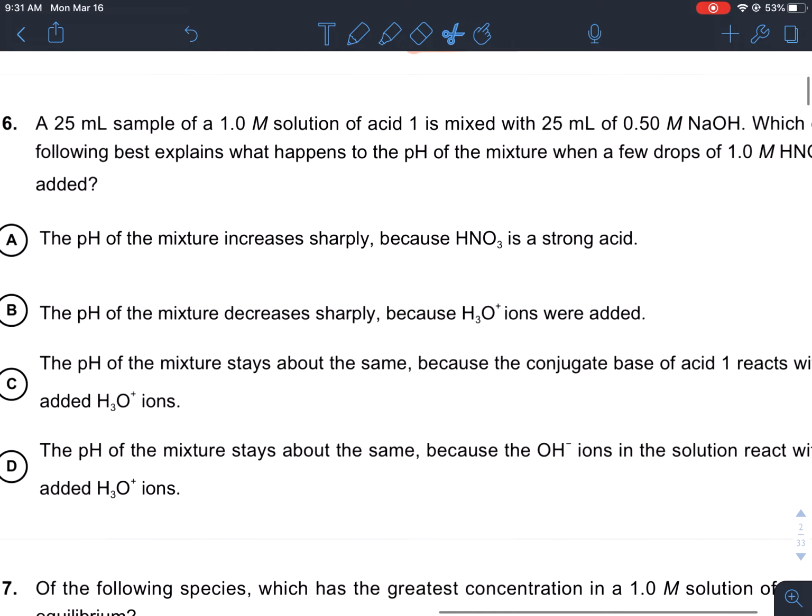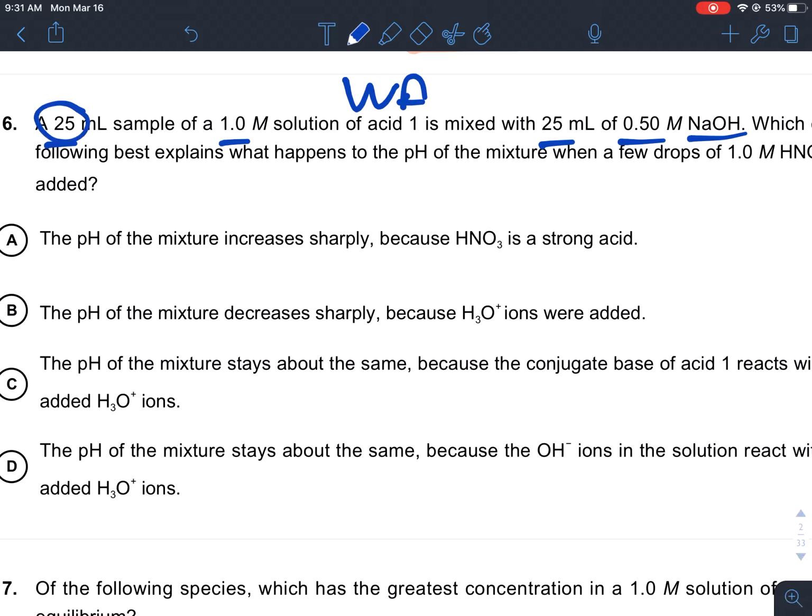Now I want you to notice the numbers. You have 25 milliliters of 1 molar solution of a weak acid, and you have 25 milliliters of 0.5 molar NaOH. That's not equivalence. You've not reached equivalence. You've actually only reached the halfway equivalence point. This is 25 times 1, this is 25 times 0.5, so we're still in the buffer zone, in other words, with this weak acid and strong base.